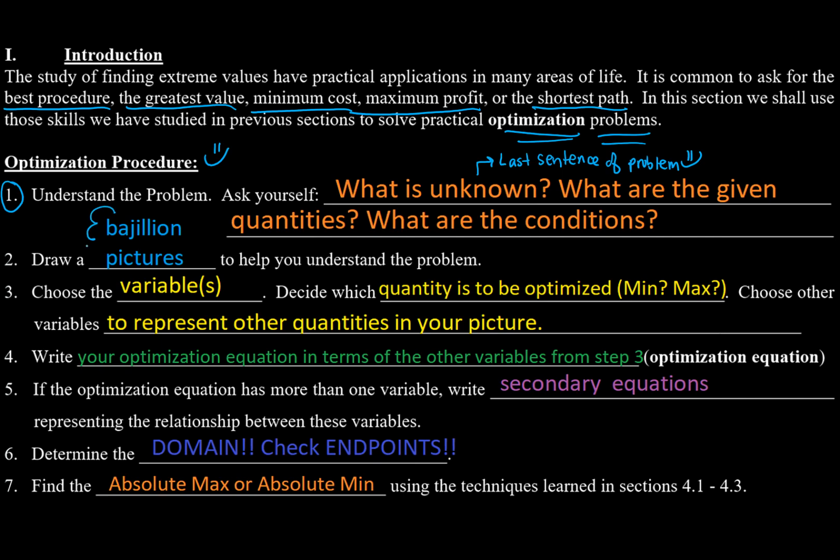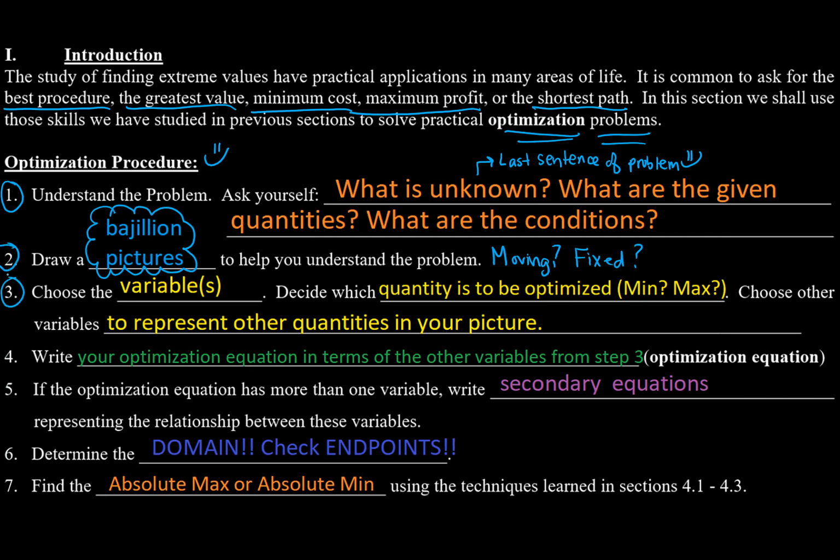Next, draw a bajillion pictures. Don't draw one. One's not going to help you understand the problem. You want to draw a bajillion pictures to help your brain wrap itself around the conditions of the problem. Draw pictures until you see the relationship. Draw pictures until you know what's moving, what's fixed, and what your related equations are.